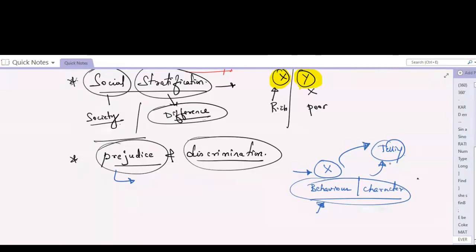Yeah. Make a note of this definition. Prejudice: when we judge someone or form an idea before we actually know them. Full stop. This is called prejudice.